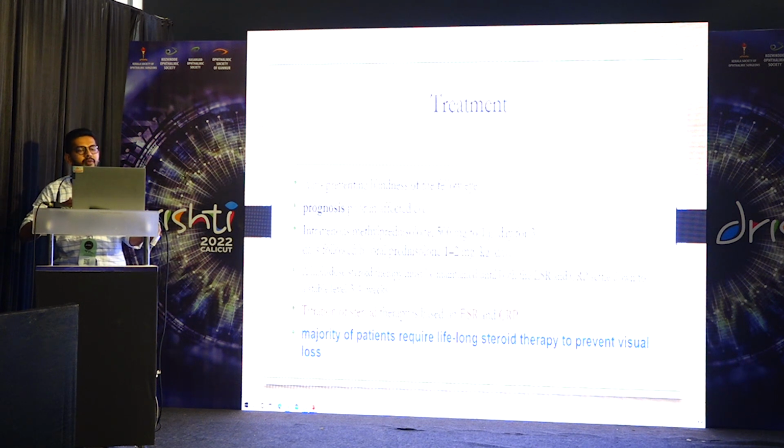The main aim is to prevent blindness in the fellow eye, and the patient needs to be clearly explained that the prognosis of vision is very bad in the same eye, but our aim is to prevent blindness in the other eye. We should start them on intravenous methylprednisolone 500 mg to 1 gram per day for 3 days, followed by oral prednisolone 1 to 2 milligram per kilogram per day.